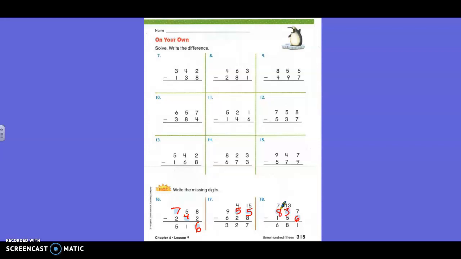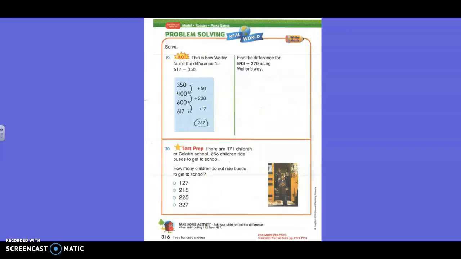All right, and let's look on the last page. We got number 19 as being a hot problem. You know what? I'm not going to worry about this. Yay. You guys just do 843 minus 270. All you're doing is just that. Okay? Sound good? So it's not even a hot problem anymore. It's just subtracting. Okay? All right.